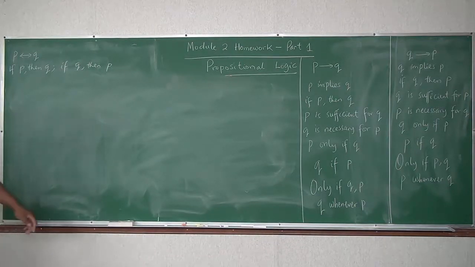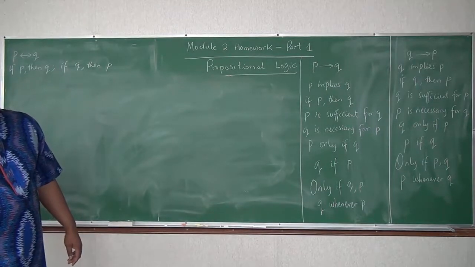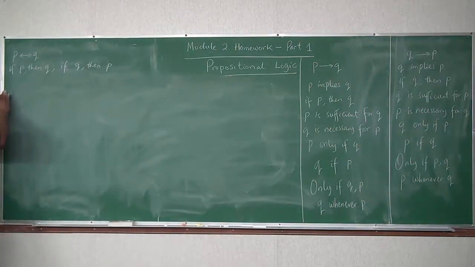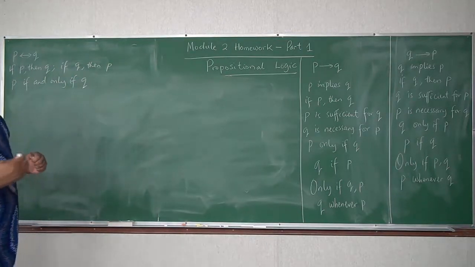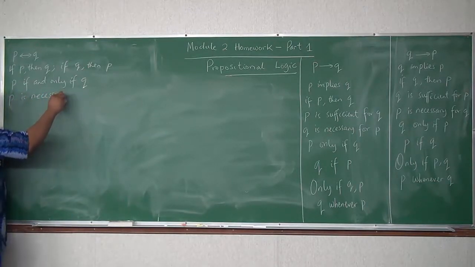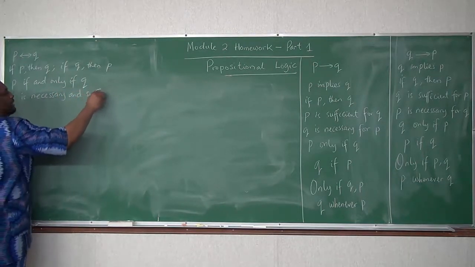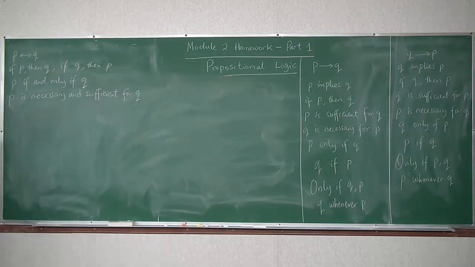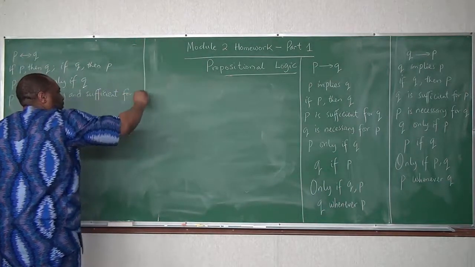If P then Q, if Q then P. P if and only if Q. And then P is necessary and sufficient for Q. Okay, this is our P double arrow Q, P biconditional Q.